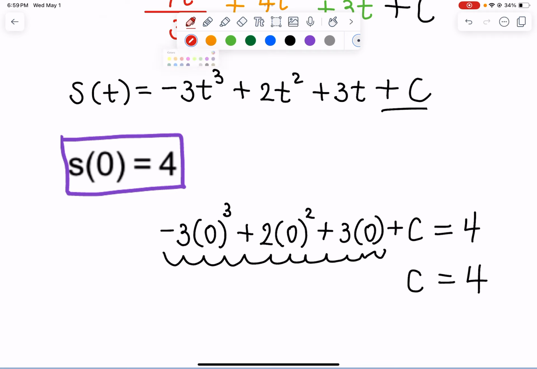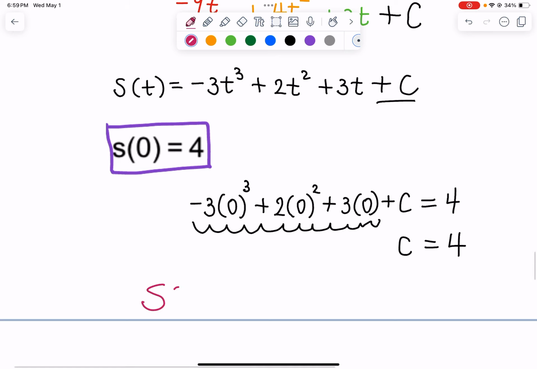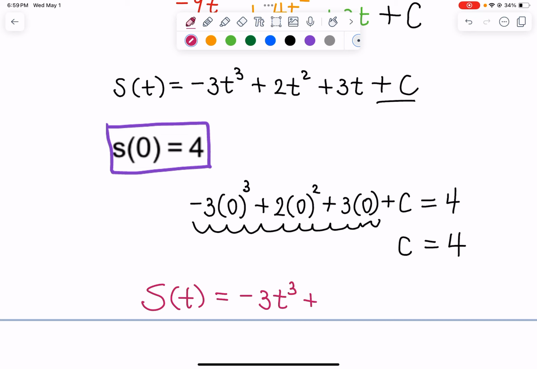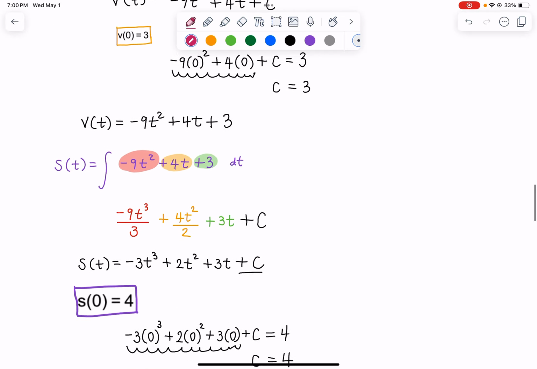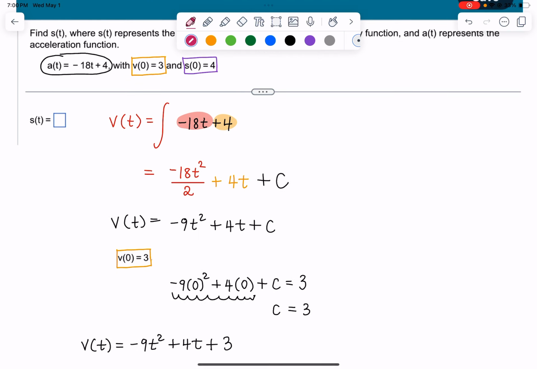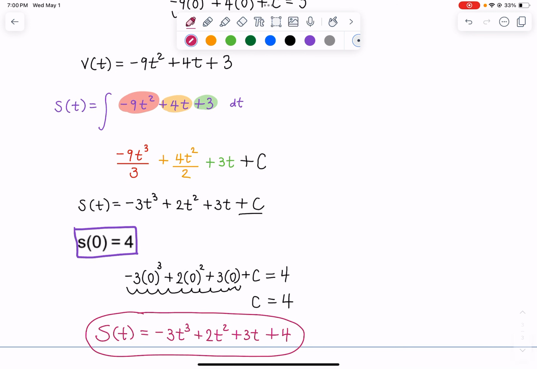So let's write the final answer now. We'll do that in the pink color. So the final answer, S of t, is all this with the 4 right there. Okay? So S of t is negative 3t cubed plus 2t squared plus 3t plus 4. So this one you have to integrate twice in a row to go from the acceleration function first to the velocity function, and then integrate that velocity function to find the position function using initial condition twice. Okay?